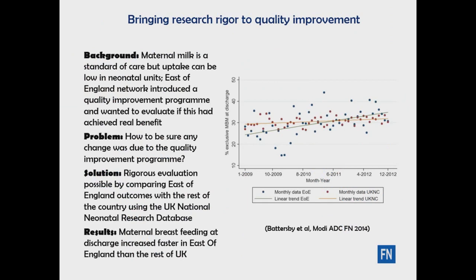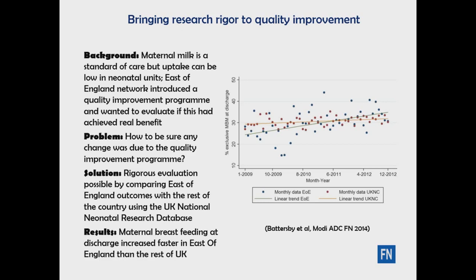Quality improvement is another issue that is very popular these days, but it can be difficult to evaluate quality improvement programs with rigor. This is just one example of how our National Neonatal Research Database was used to evaluate a quality improvement program to improve preterm breastfeeding. This was one network in the east of England, which is a very large number of neonatal units in the east of England. They introduced a care bundle, a quality improvement program to improve breastfeeding, and they wanted to know whether or not this quality improvement was truly making a difference.